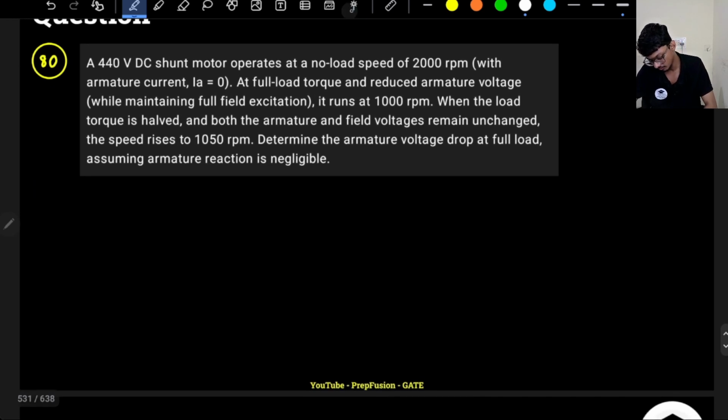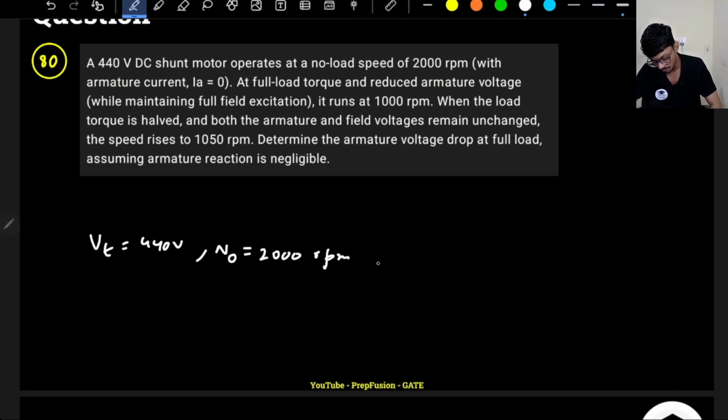A 440 volt DC shunt motor operates at no load speed of 2000 rpm with armature current equal to 0. At no load, armature current is 0. The terminal voltage is 440 volts, operating at no load, n naught is equal to 2000 rpm.